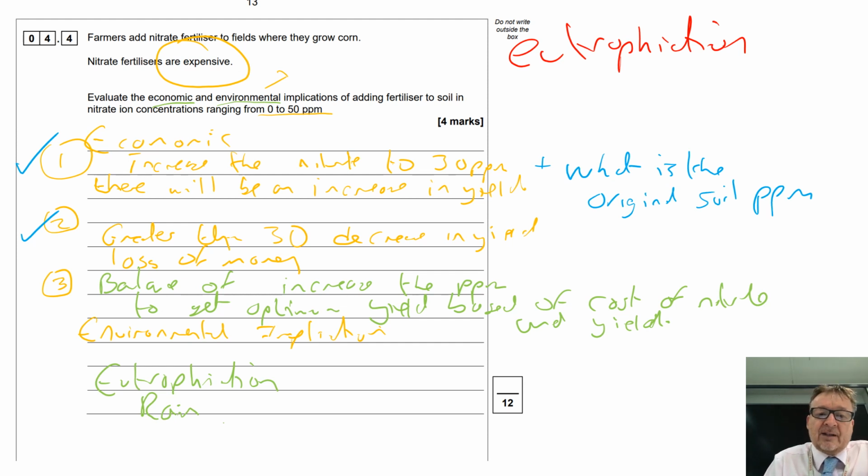Then the environmental implications, because the question says economic and environmental, you need to talk about what environmental problems it could cause. In the mark scheme, it says you can get 3 marks just for the economic. If you don't mention anything about the environmental, you will be capped. Even if you do 5,000 different answers on the economic, you will be capped at 3. So make sure you're reading the question.